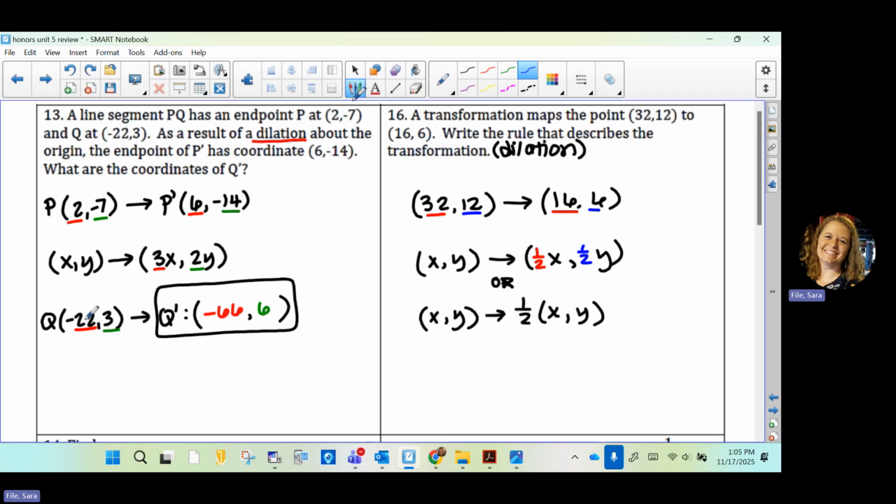So I take that original Q, the pre-image of Q, and I multiply the X by 3 and multiply the Y by 2 and end up with Q prime at -6, 6. That makes sense? Yes, ma'am. Okay, what else? Okay, 23.